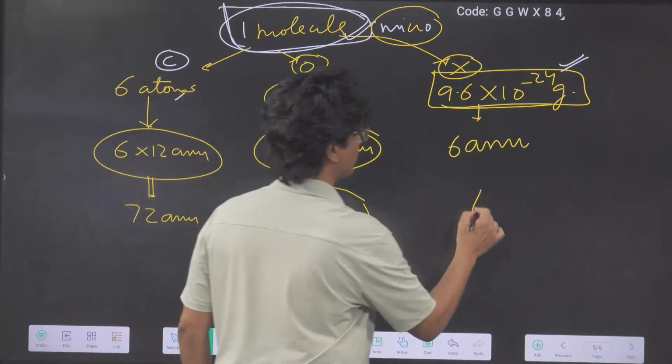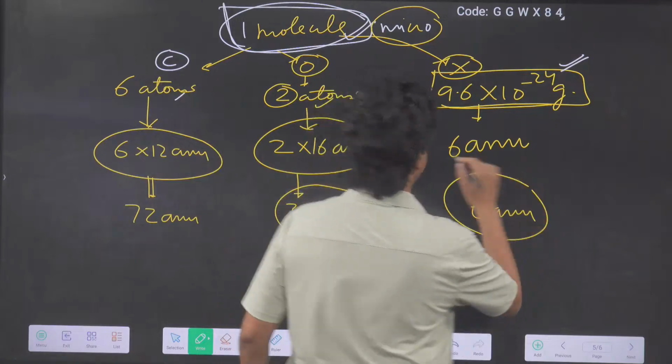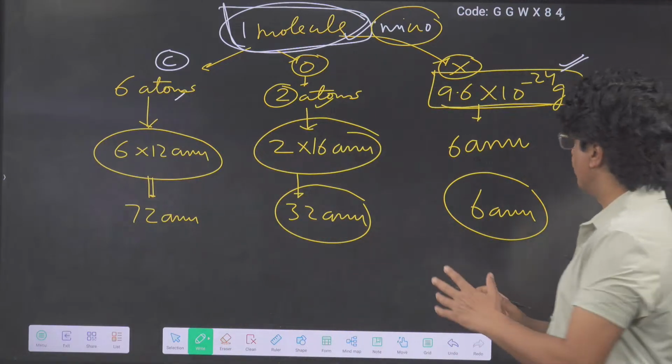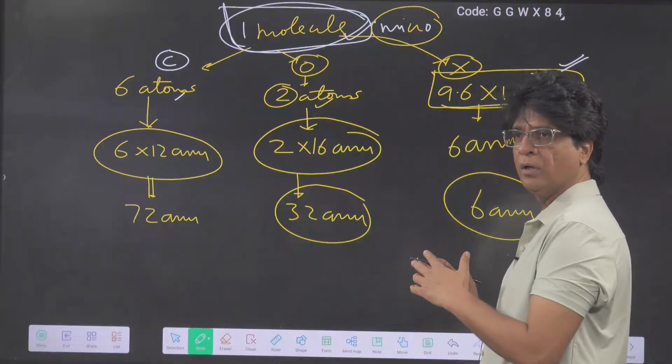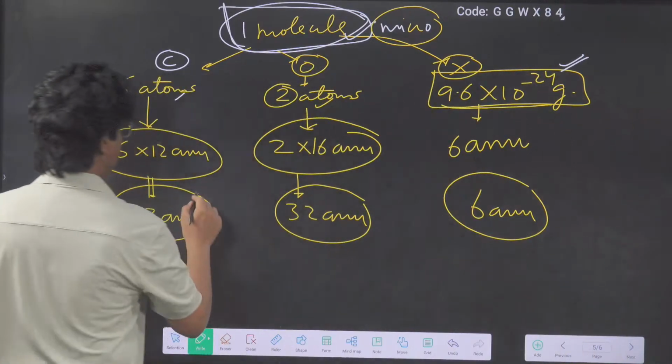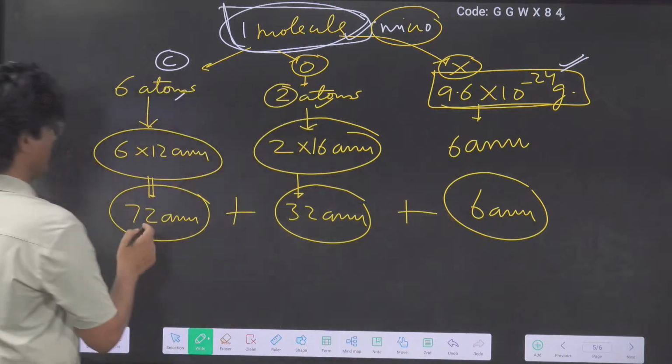And this is how much? 6 AMU ultimately, right or not? Now every weight is in AMU. Units are matching. Once units are matching, I believe we are good to go. So we can add them all. Come on, now add it.